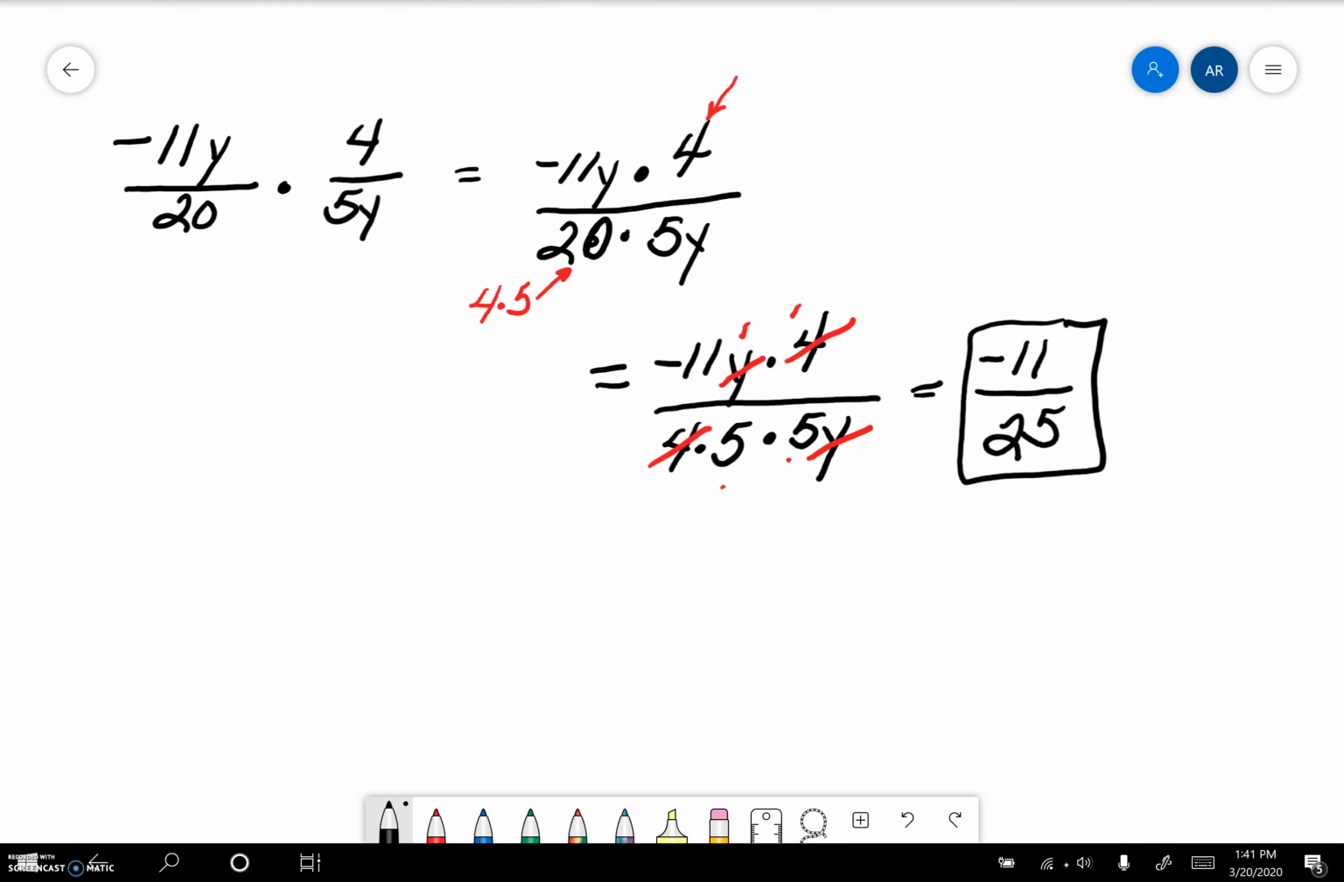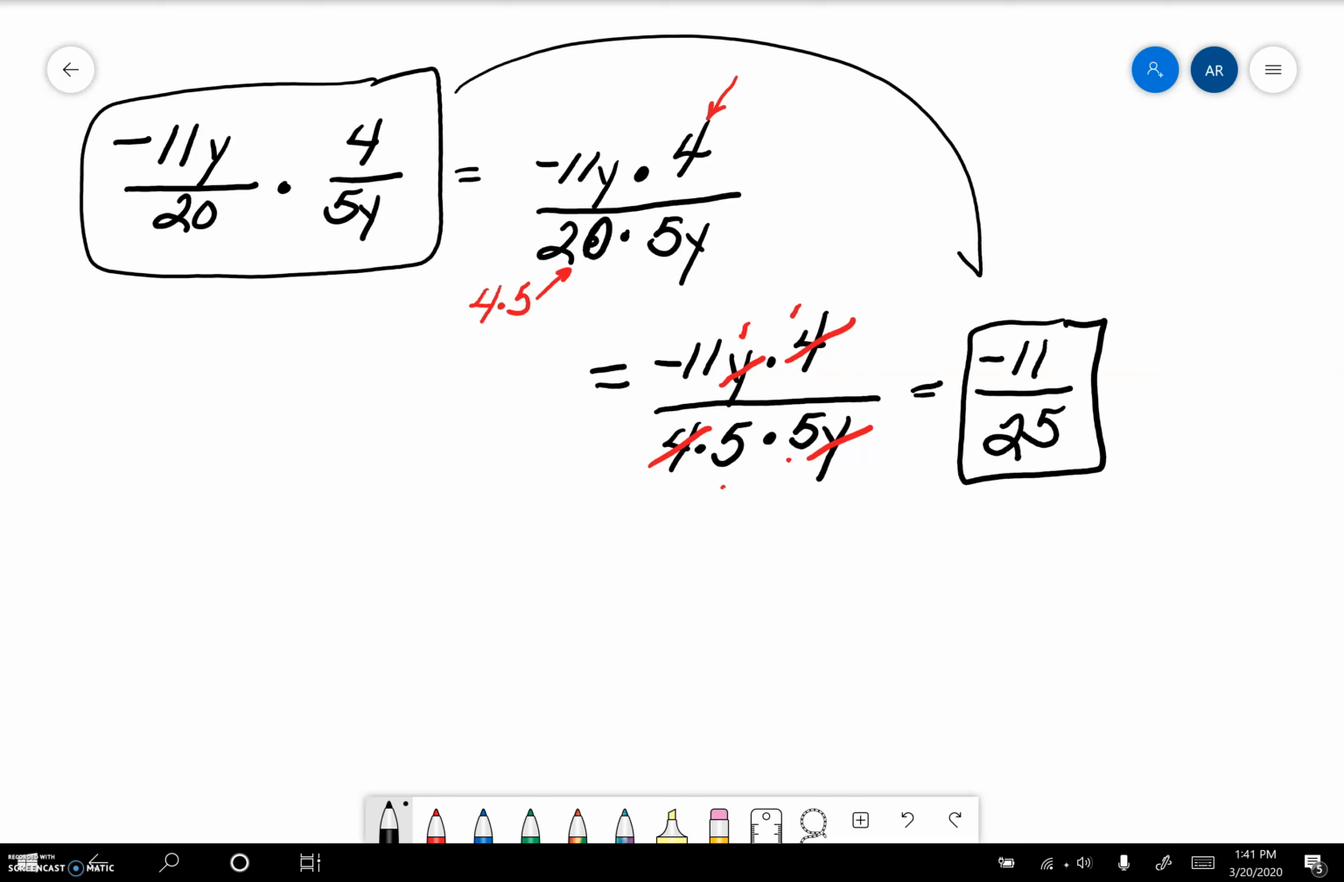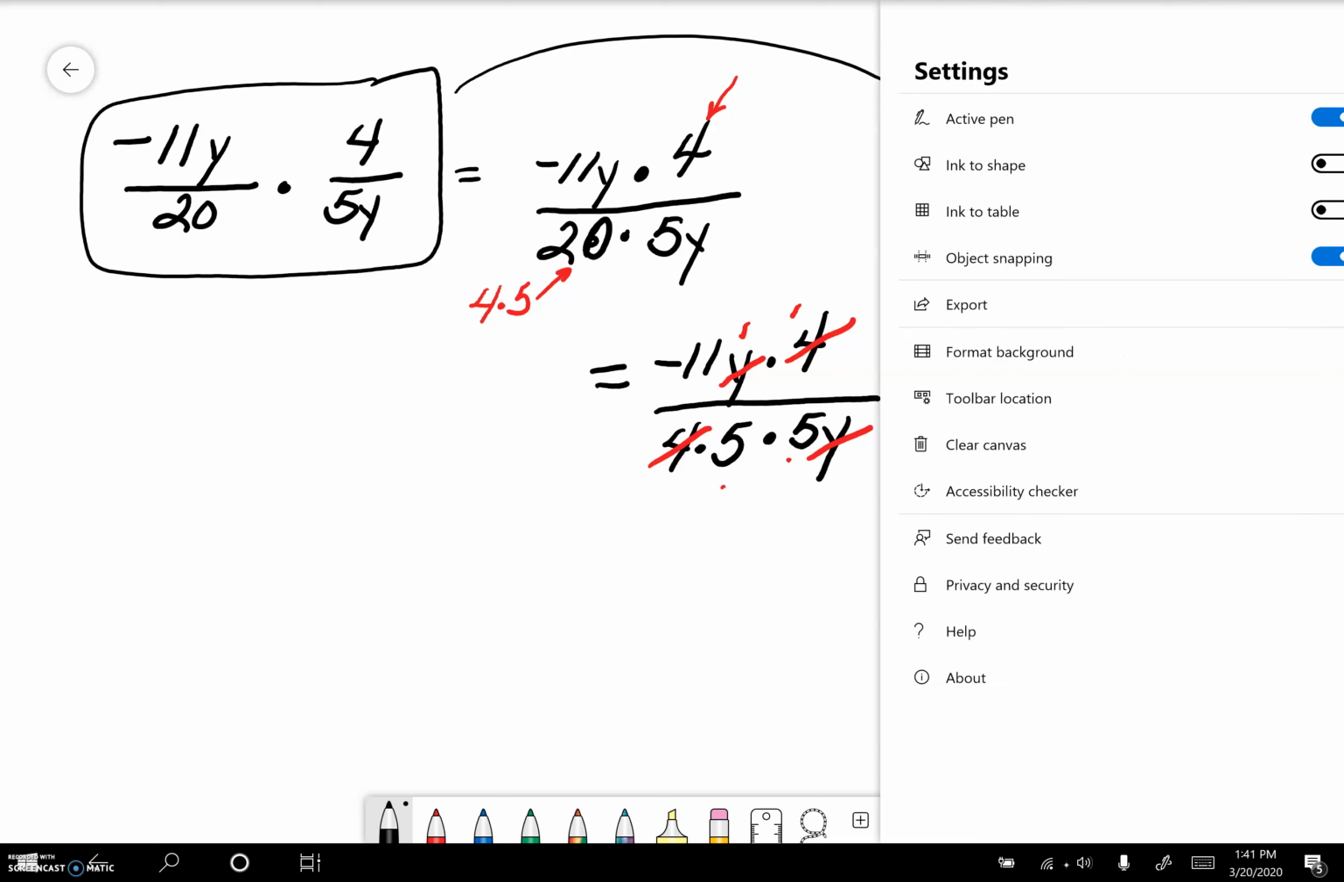So what we originally did is we took these numbers and multiplied them, and in all these steps we made sure that we reduced before we multiplied it out. Okay, so let's go ahead to the next problem.